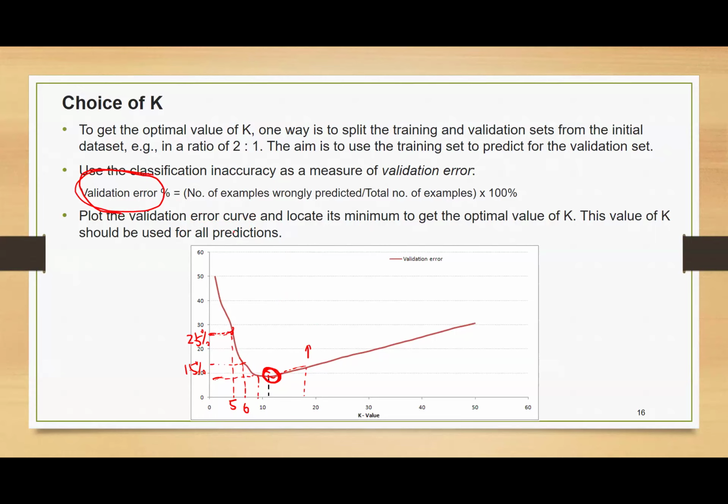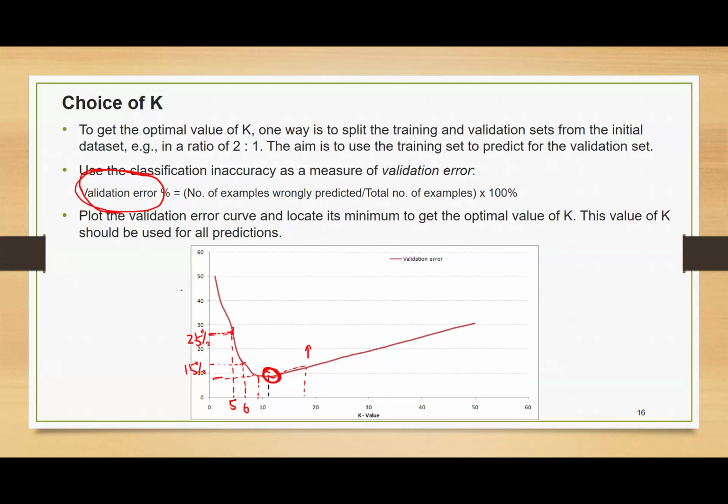Oh, what I want to say, I forgot. Validation error. Sure. So yeah, doesn't matter. So it's how you choose the K value. Oh yeah, I remember it.